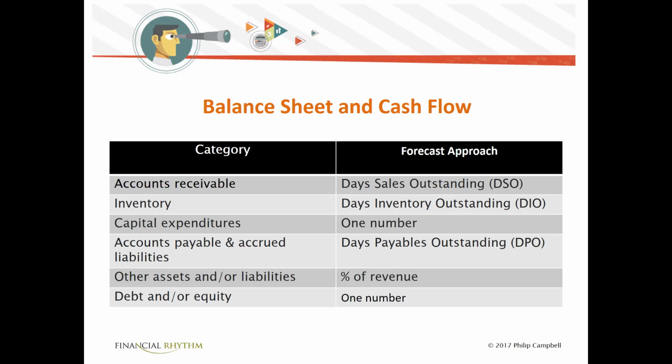Other assets and liabilities depend on the nature of your company. Oftentimes a percent of revenue is a good driver there. And then with either debt or equity, if I'm raising debt, borrowing money, or selling a portion of the company, then I've got some kind of plan around that, and I'm generally going to use just one number. Then I'm sitting down with either forecasting software or a spreadsheet to actually create the income statement, balance sheet, and cash flow forecast.